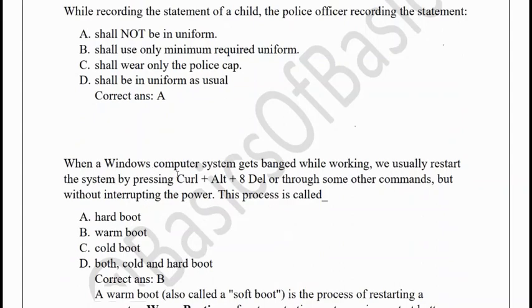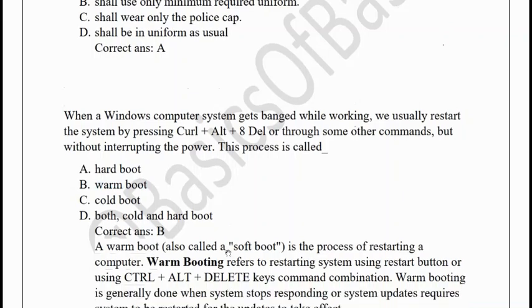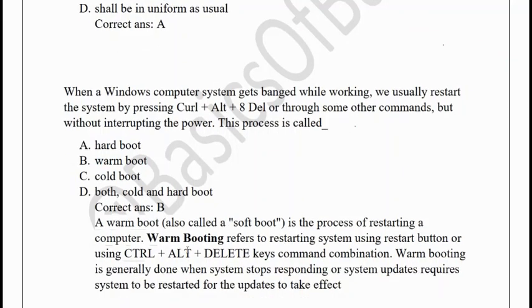When a Windows computer system hangs while working, we usually restart the computer by pressing Control plus Alt plus Delete, or through some other commands, but without interrupting the power. This is also called a warm boot. Booting is nothing but restarting your computer. So warm boot means restarting without interrupting the power.